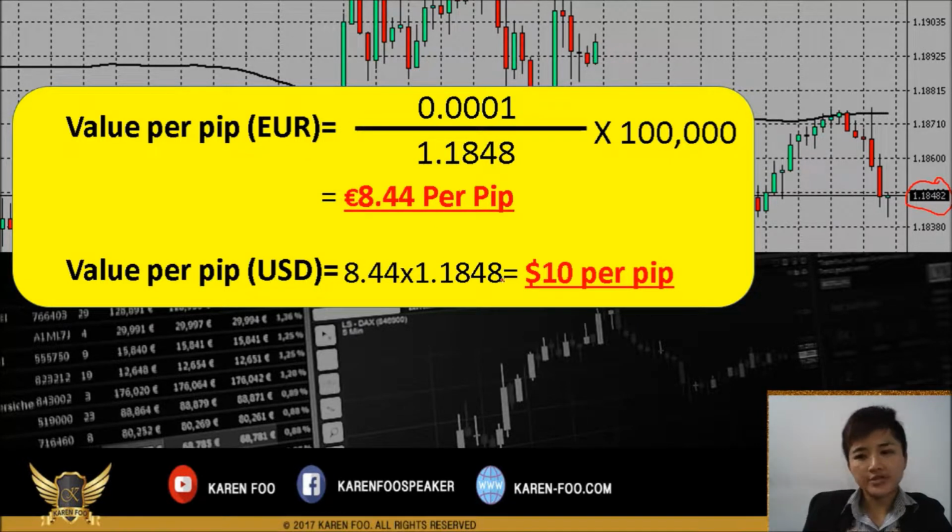Feel free to use any of the online trade calculators because it will be easier and faster for you. But if you want to calculate manually, this is how you do it. Okay, so this is how you calculate your lot size.